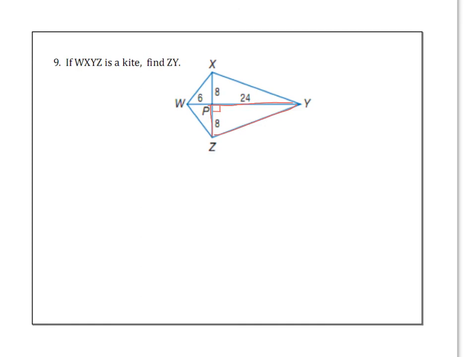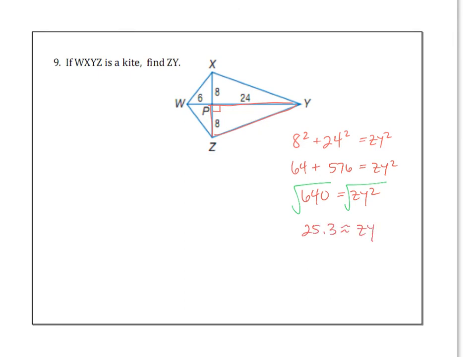The 8 and the 24 are your A and your B, so it's going to be 8 squared plus 24 squared equals ZY squared. So 64, 24 squared is 576, and then you add those together, so you get 640. And we don't want ZY squared, we want regular ZY, so we're going to take the square root. And you get kind of a yucky number. It's approximately 25.3 is ZY.